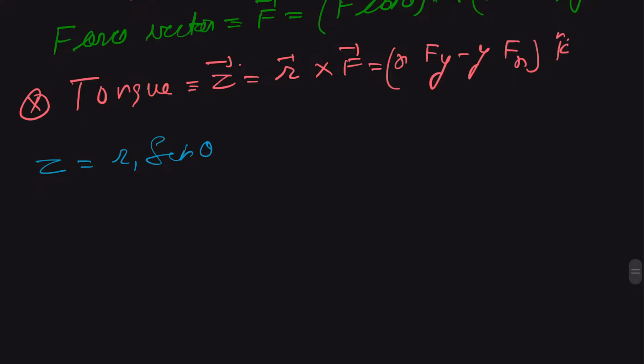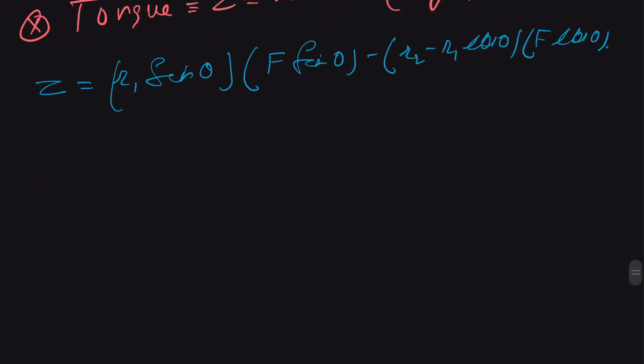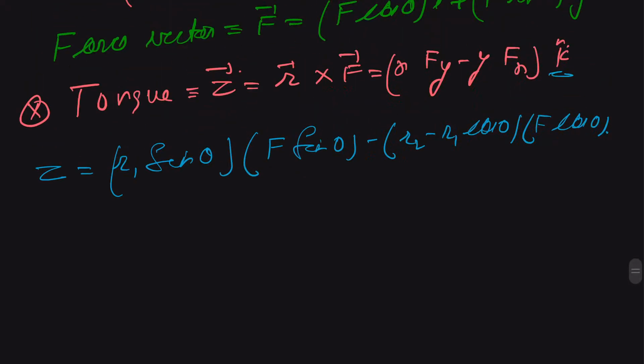and F sine of theta, minus we have a y component, and y component is our (r2 - r1) cos of theta, and we have our F cos of theta. Okay, for the time being, this k unit vector we are going to ignore because that is not required right now.